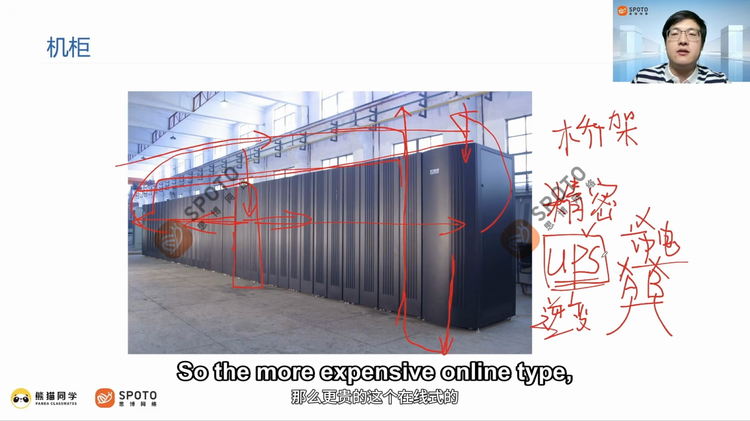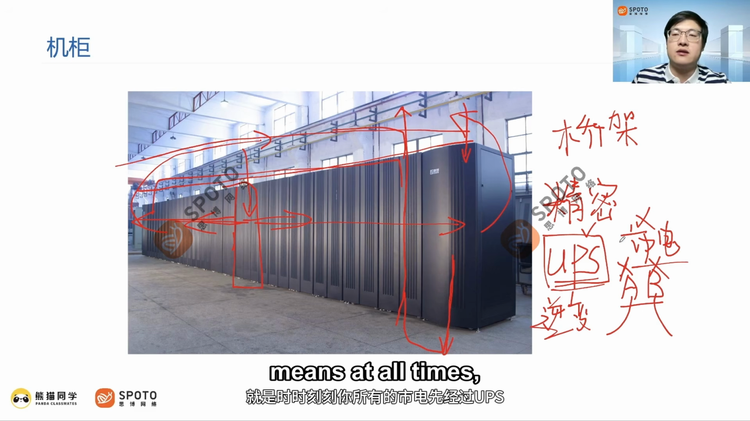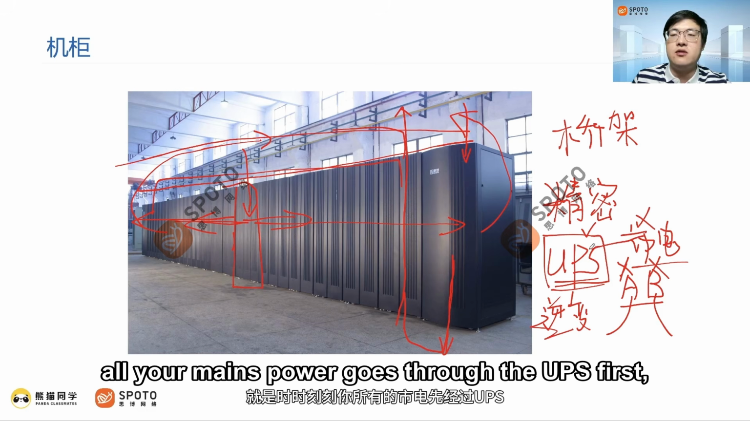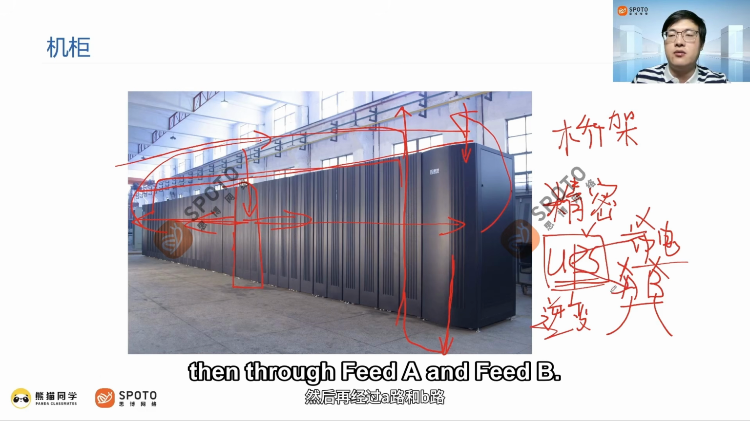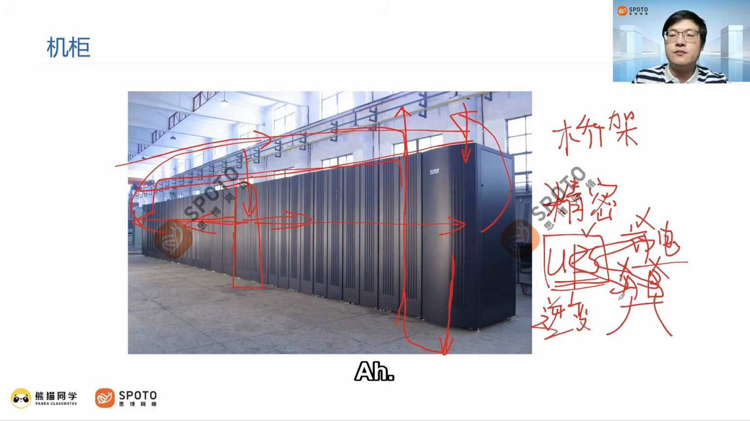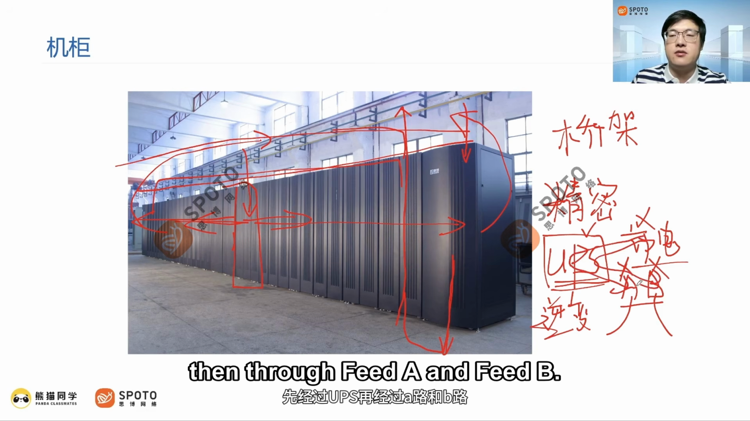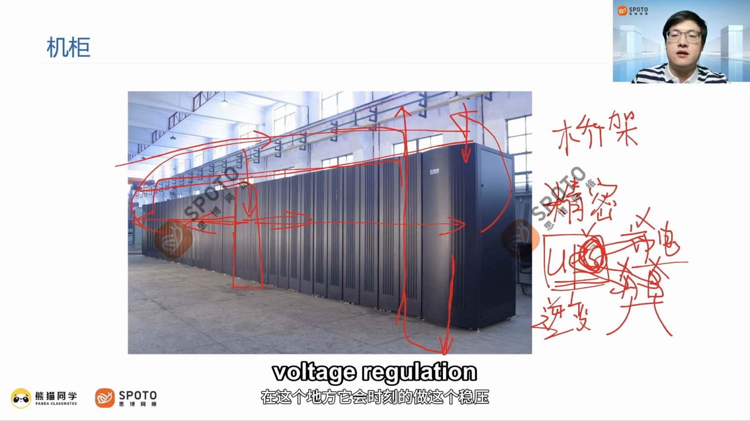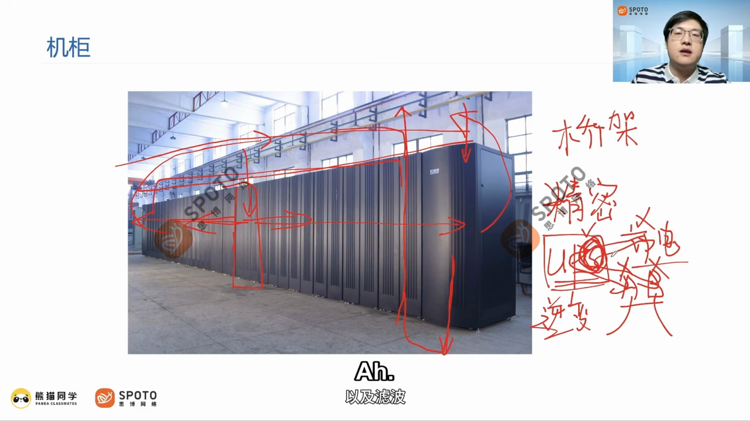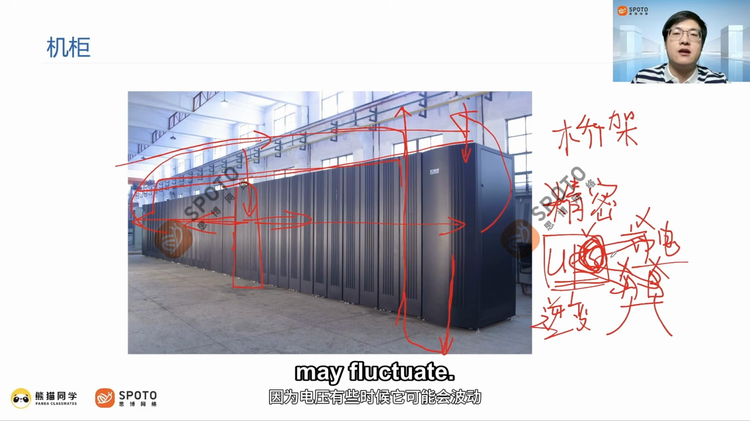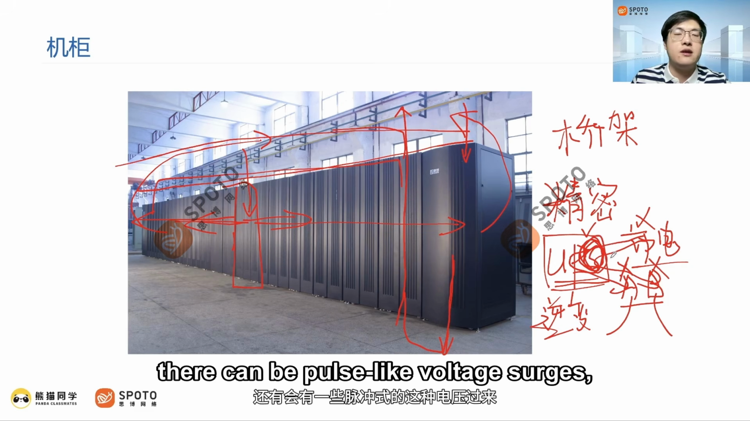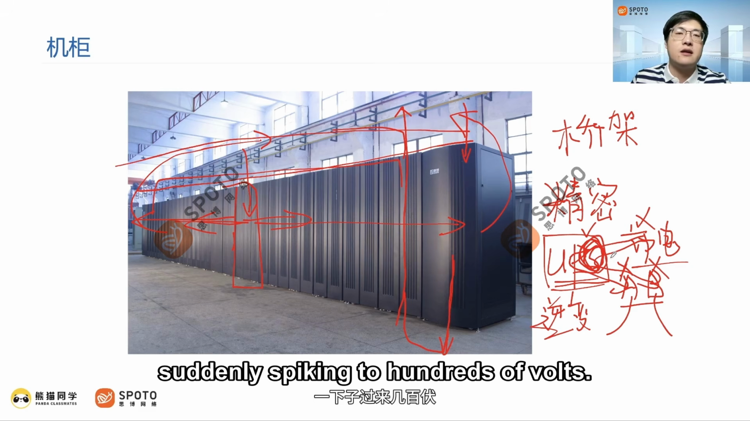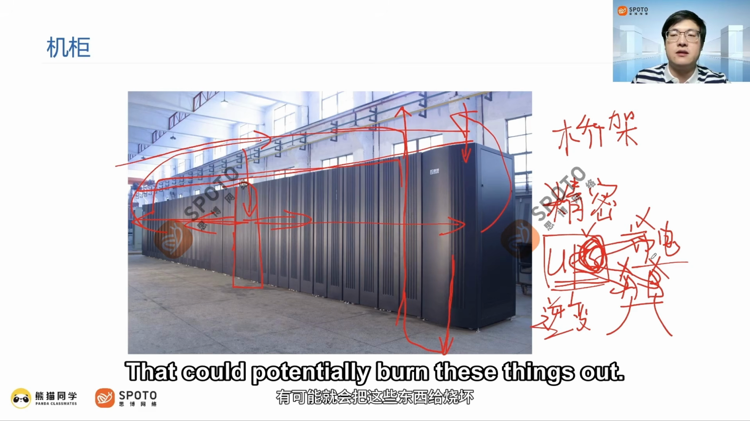So the more expensive online type means that at all times, all your mains power goes through the UPS first, then through feed A and feed B. The online UPS will constantly regulate voltage and also filter, because sometimes the voltage may fluctuate, right? There can also be pulse-like voltage surges, suddenly spiking, that could potentially burn these things out.